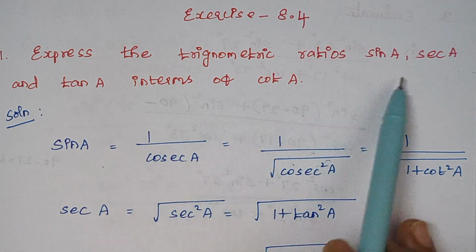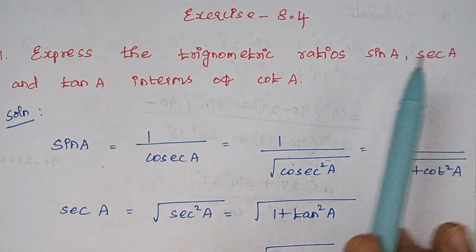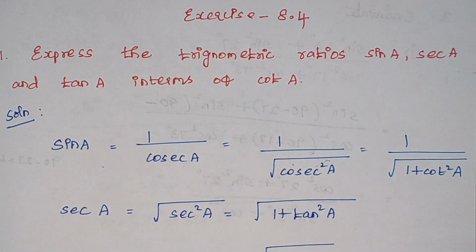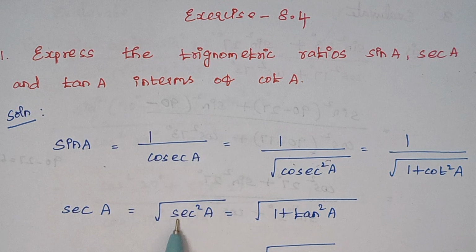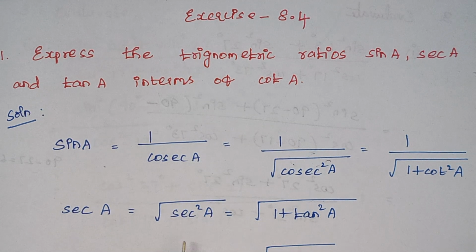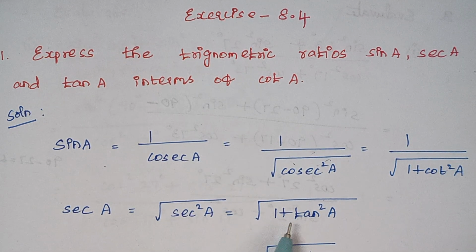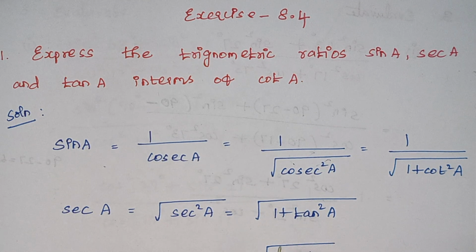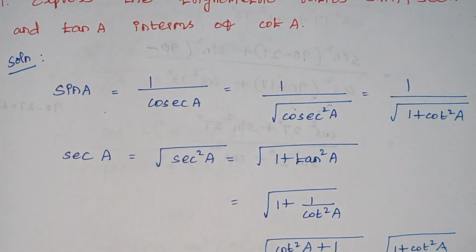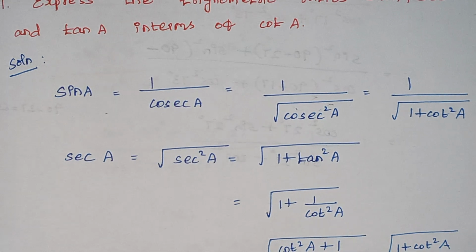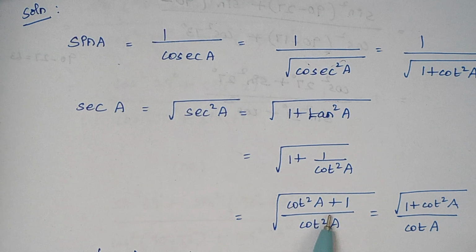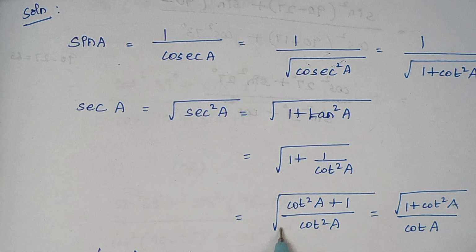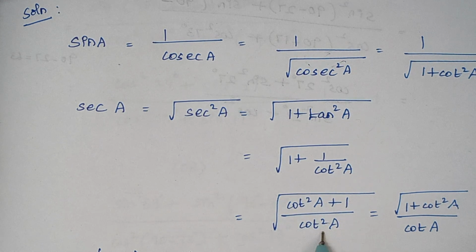And the next thing is expressing secant A in terms of cot A. So secant A can again be expressed as square root of secant square A. And secant square A is nothing but 1 plus tan square A. And again the tan square A can be written as 1 by cot square A. Once you take the LCM, it is cot square A plus 1 divided by cot square A. Now we are taking the square root for both the numerator and denominator.